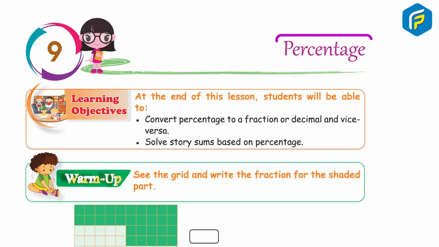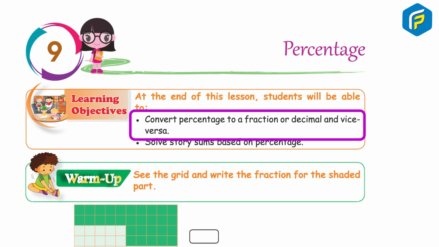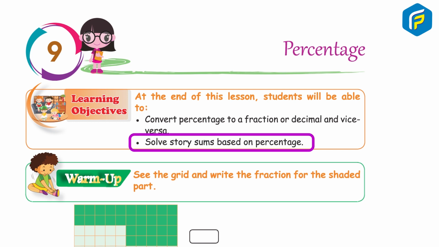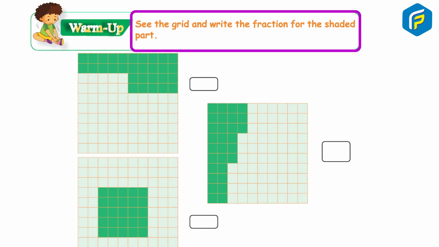Chapter 9: Percentage. Learning Objectives. At the end of this lesson, students will be able to convert a percentage to a fraction or decimal and vice versa, and solve story sums based on percentage. Warm up. See the grid and write the fraction for the shaded part.